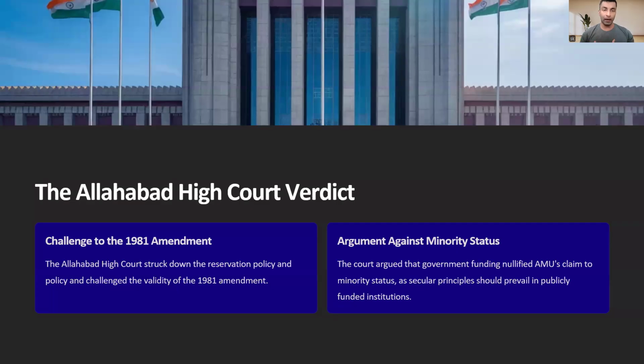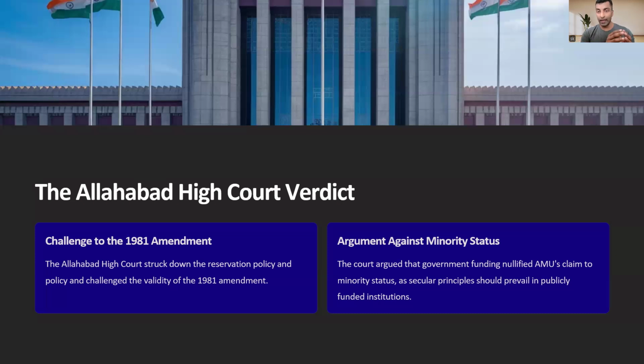The Allahabad High Court, in response to the 2005 reservation policy that we have just discussed, struck down the reservation and also challenged the validity of the 1981 amendment. It argued that government funding nullified AMU's claim to minority status, and that secular principles should prevail in publicly funded institutions. So the main idea is that if it's a publicly funded institution, it should be based on secular principles.